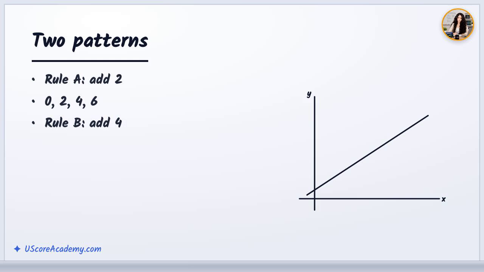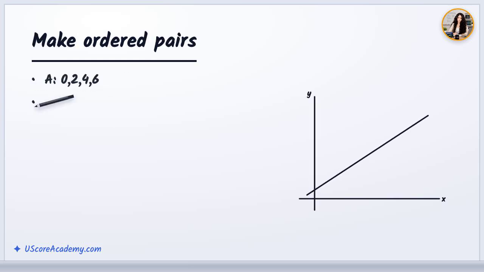Let's compare them. Match each term of pattern A with the same term of pattern B to form ordered pairs. We get (0, 0), (2, 4), (4, 8), and (6, 12). The A value comes first.